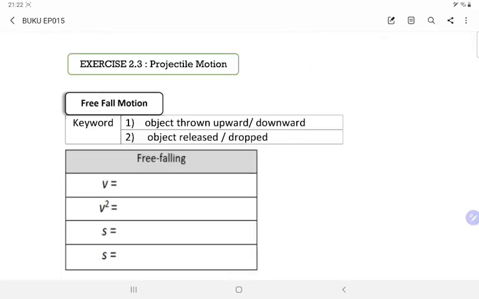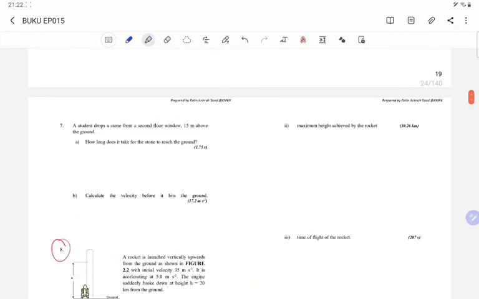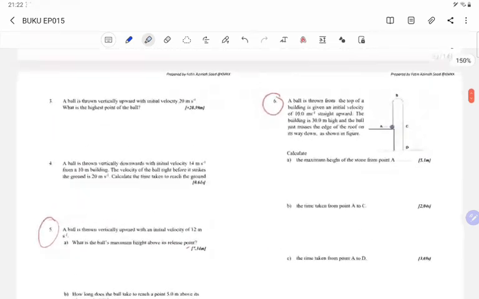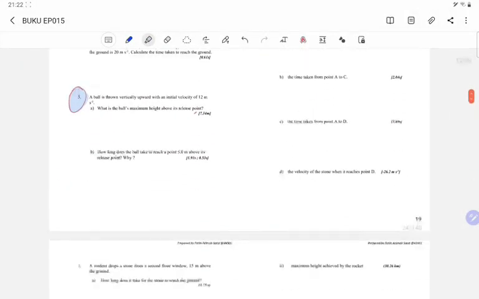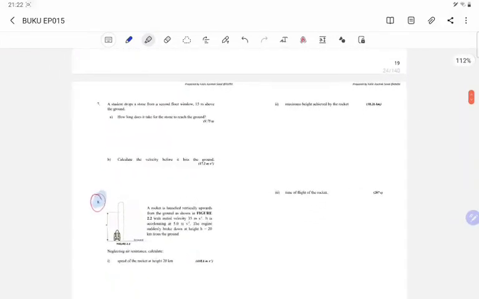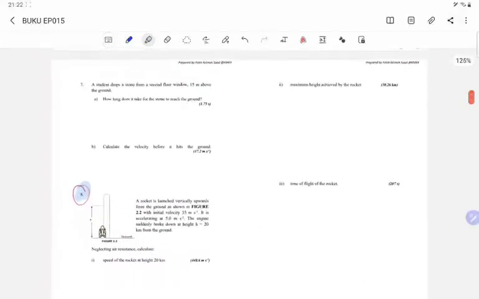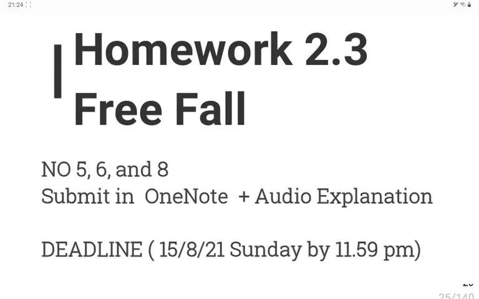Right, so your homework is exercise 2.3, free fall. This one, free fall. So here we have 8 questions, ada 8 soalan, tapi yang wajib awak kena hantar adalah nombor 5, nombor 6 dan nombor 8. Macam biasa, dalam OneNote dan kena insert audio sekali. Terangkan apa yang awak faham dengan soalan tu dan terangkan jalan kira awak. Okay, homework nombor 5, 6 dan 8 beserta audio. Hantar di OneNote dan deadline adalah pada hari Ahad, 15 hari bulan 8.